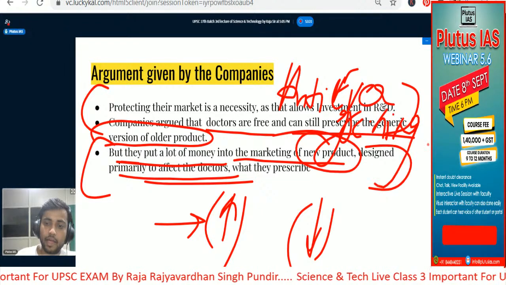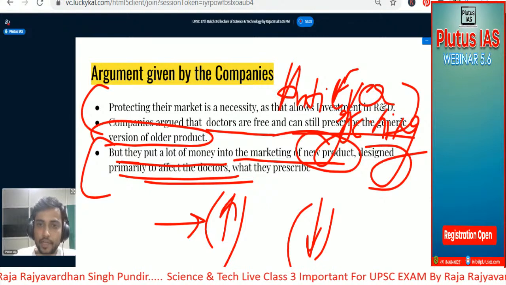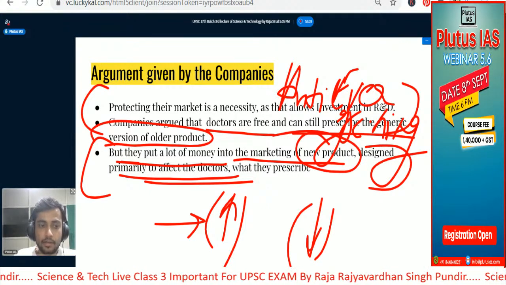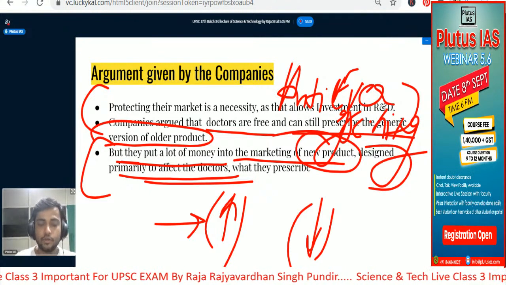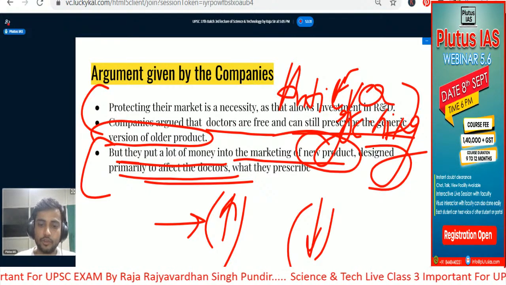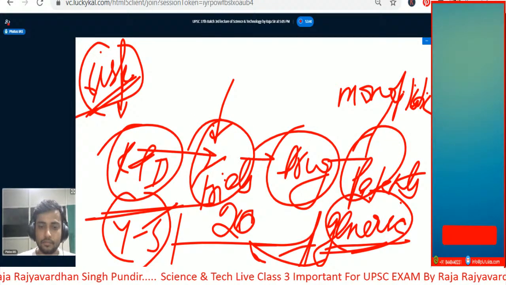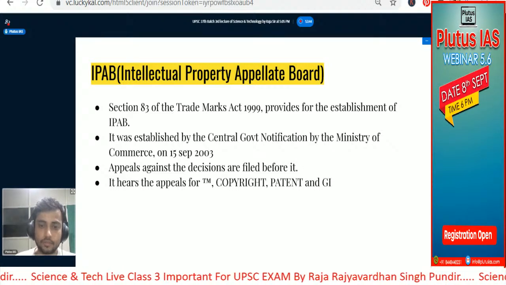And I am giving you a task. In the next class, you will tell me which developing countries have incorporated some clause like section 3D in their IPR laws. So in the next class, I will ask you this question and you will tell me which countries have incorporated a section 3D like clause in their laws.